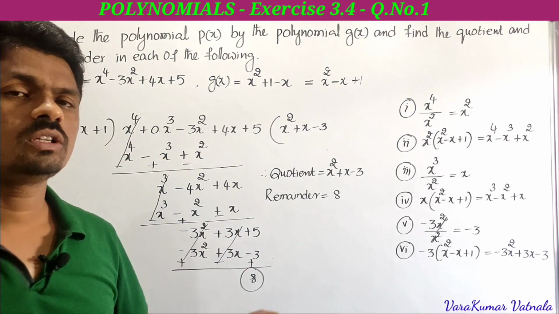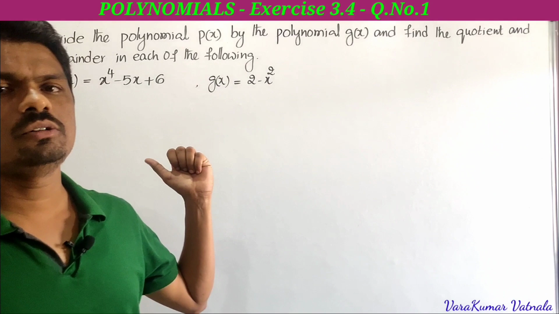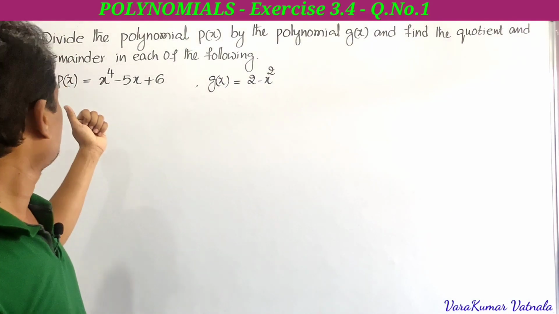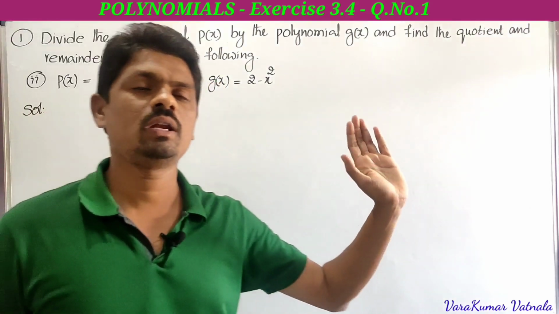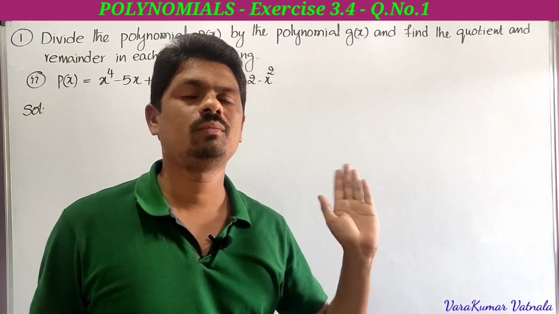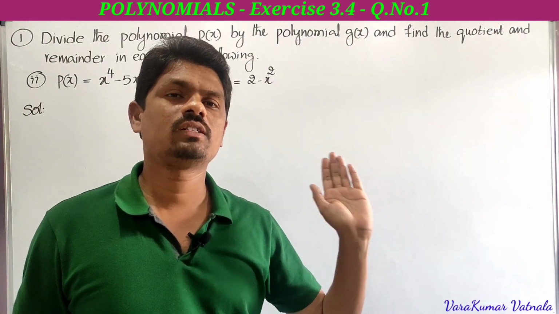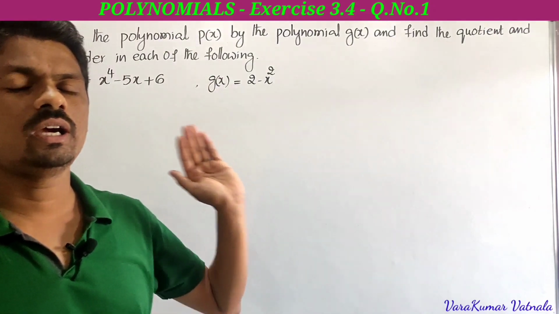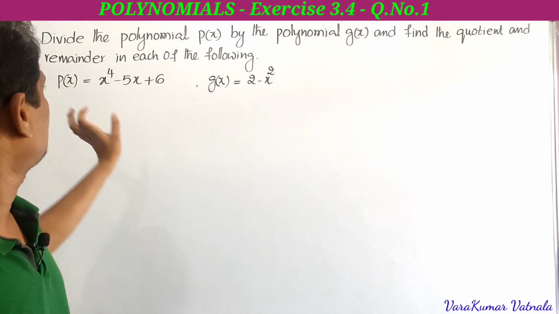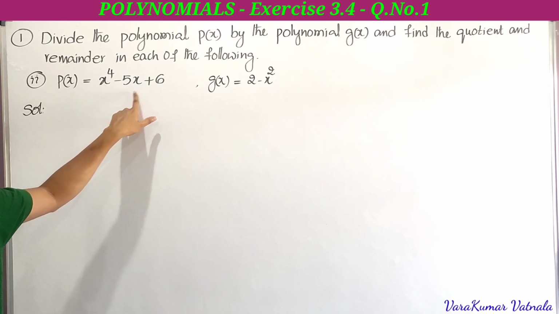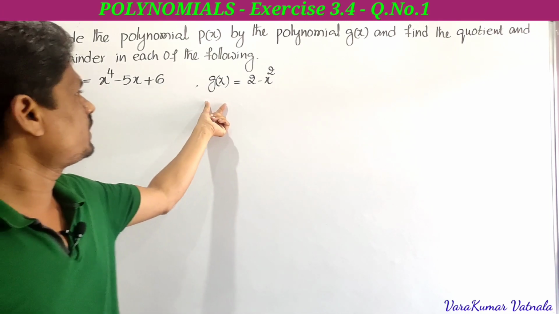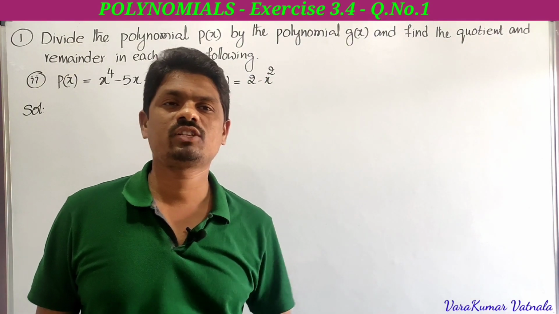Next we have to solve the third bit. This is the third bit in the first problem. It has given p of x and g of x. He is asking to divide the polynomial p of x by the polynomial g of x, and then to write the quotient and the remainder. Here p of x is equal to x to the power 4 minus 5x plus 6. g of x is equal to 2 minus x square.